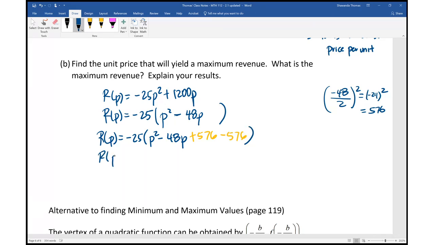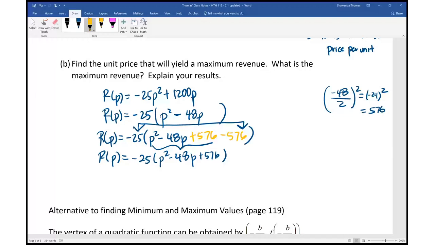And then our perfect square trinomial is right here. So we're going to take this out right here. So negative 25 times p squared minus 48p plus 576, what are we really taking out? When we multiply 576 times 25, we get 14,400, which gives us information about our HK here. So we have P minus 24 squared plus 14,400.